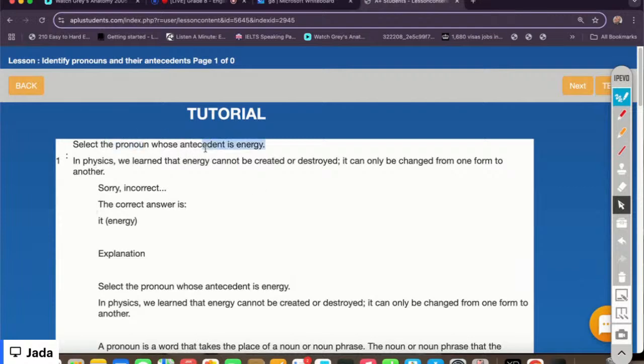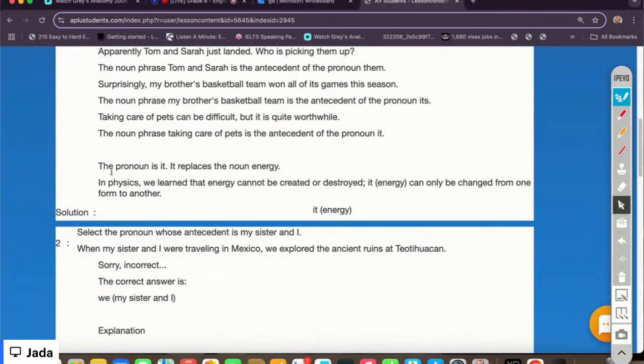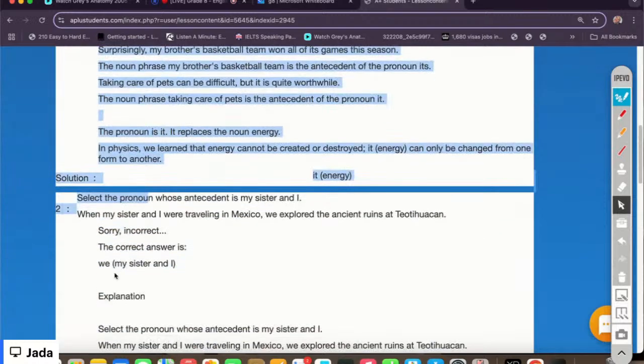Select the pronoun whose antecedent is energy. So in physics, we learned that energy cannot be created or destroyed. It can only be changed from one form to another. So what is the pronoun? So in physics, it's here, okay? So yeah, the pronoun is it.